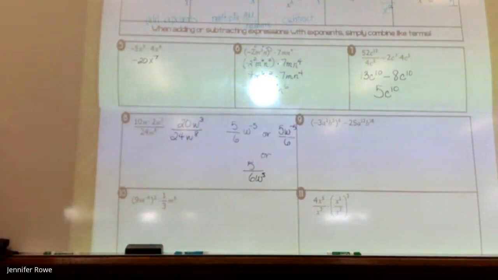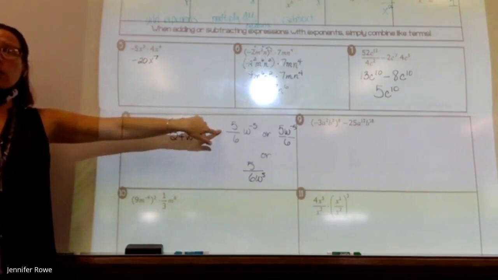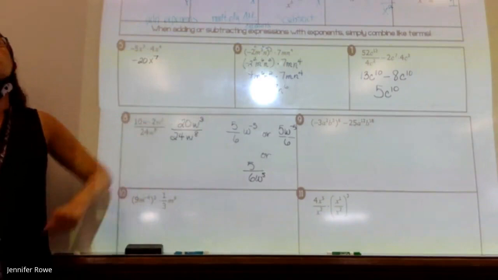Go ahead, Alva. You couldn't have the 5/6 W negative 5. This? Yeah, W can't be on the bottom, right? Because it's negative. No, not this way. You are correct. Yeah, I wouldn't. No, that would not go on that.